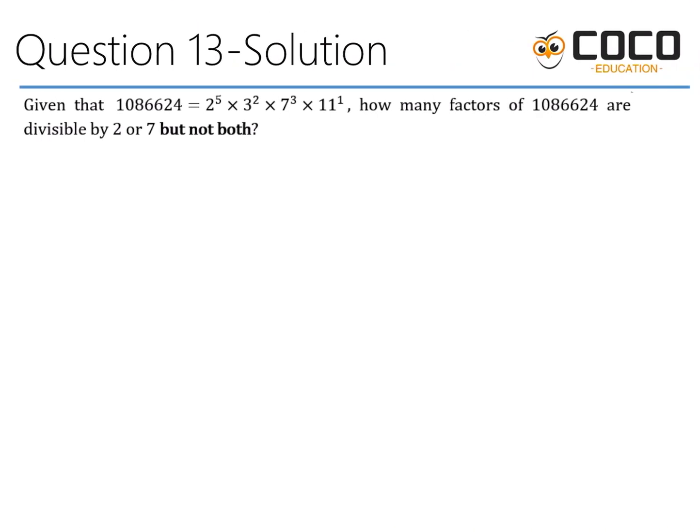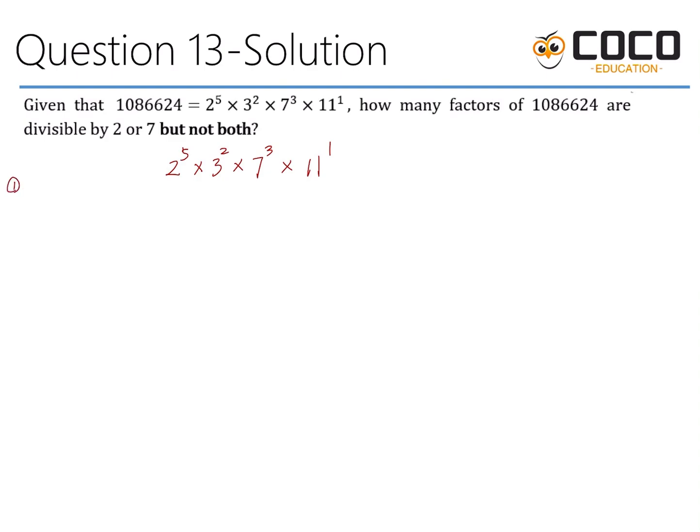Question 13. Now, how many factors of this number are divisible by 2 or 7 but not by both? So this is 2 to the power of 5 times 3 squared times 7 to the power of 3 times 11 to the power of 1.